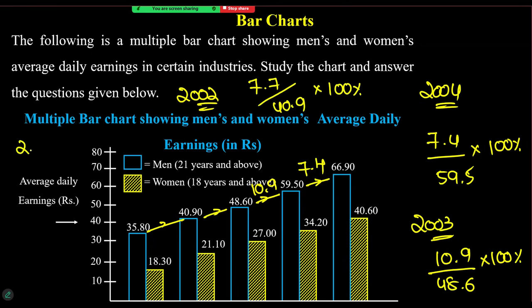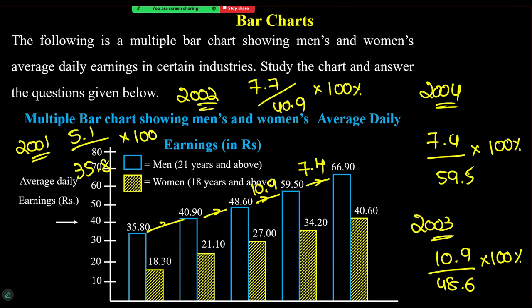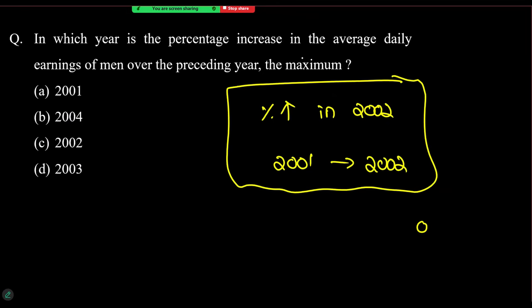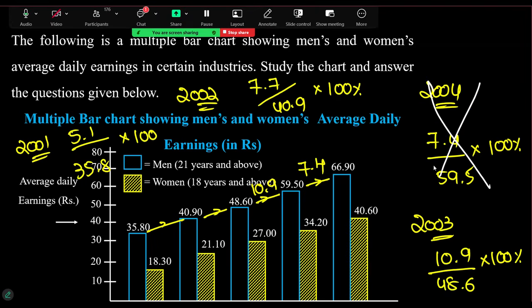If it is 2001, 4.1, 5.1, 5.1 divided by 35.8 into 100. Now, my dear friends, if you approximately cancel numerator with denominator, I think you can directly eliminate option 2004, because the numerator is small. I want which is maximum. This numerator, 7.4, is small compared to 7.7, and here the denominator is more. Definitely, it's not 2004. Don't waste your time calculating 2004.